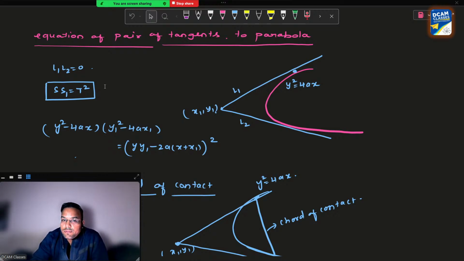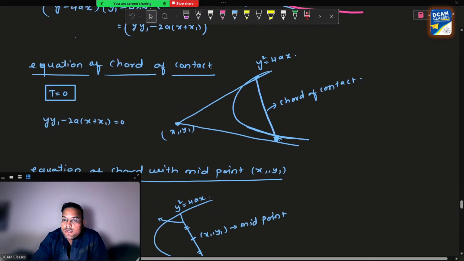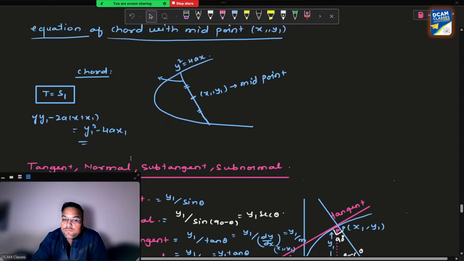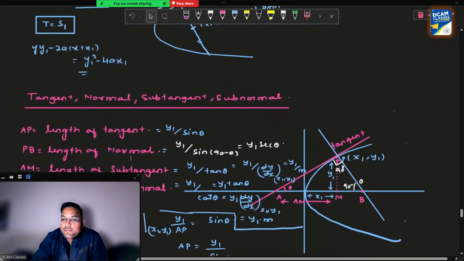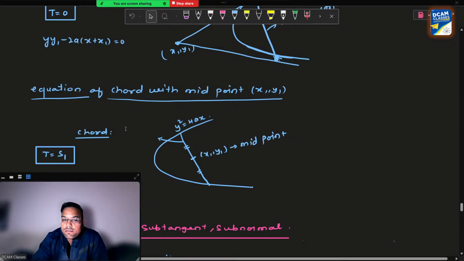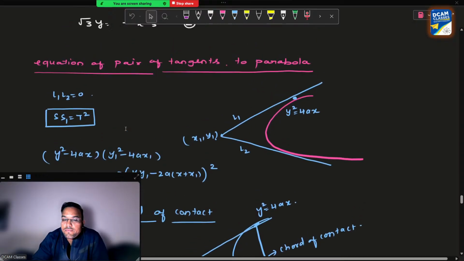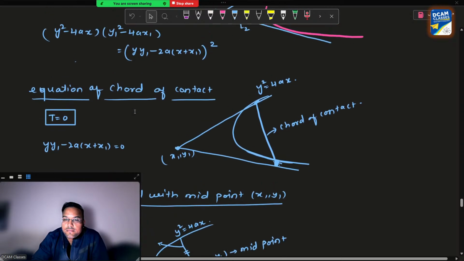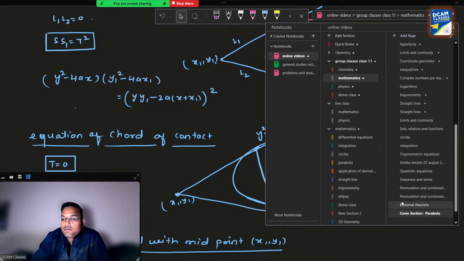Equation of pair of tangents to the parabola, SS1 is equal to T square. Equation of chord of contact, T is equal to 0. Equation of chord with midpoint, T is equal to S1. Tangent, normal, subtangent, subnormal, everything I have told you. But these three formulas, equation of chord with midpoint, chord of contact, and pair of tangents, actually remain the same. They will again repeat for the ellipse and all.